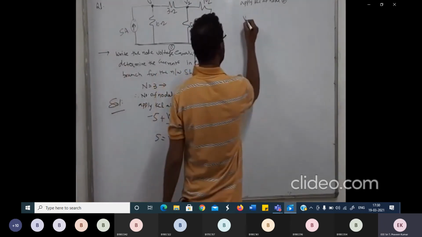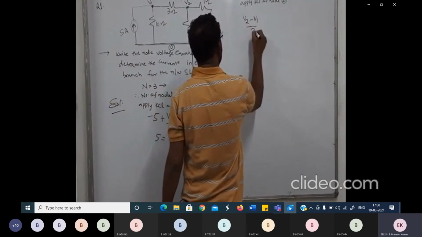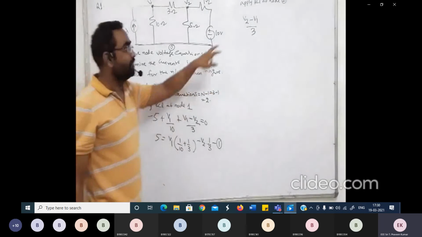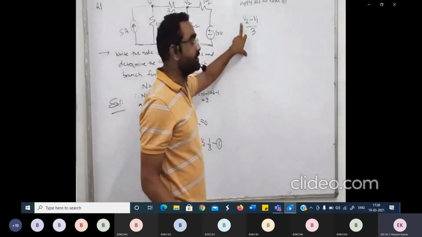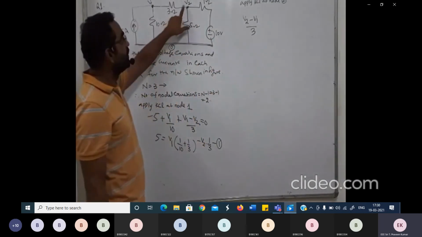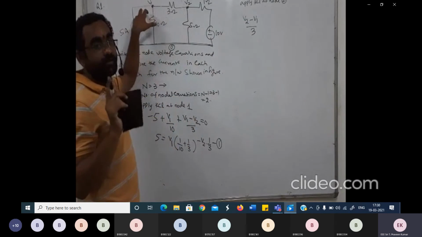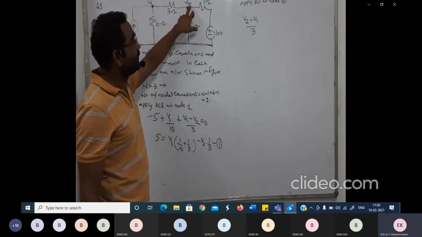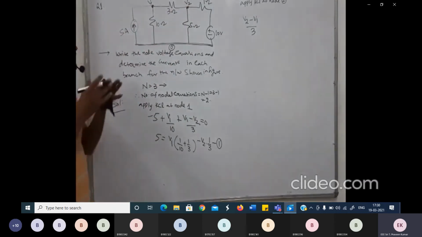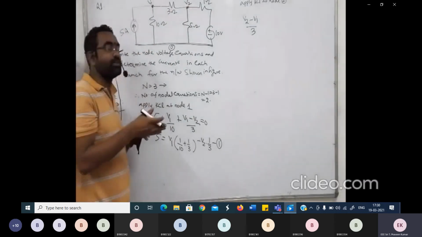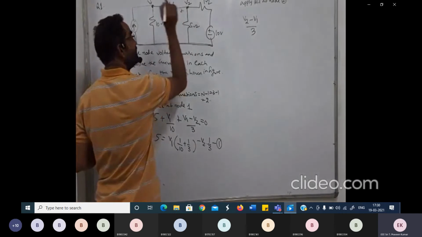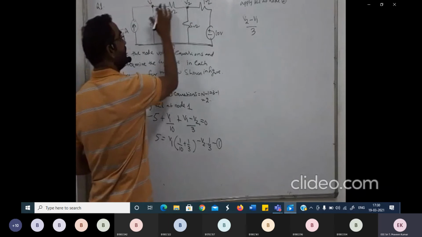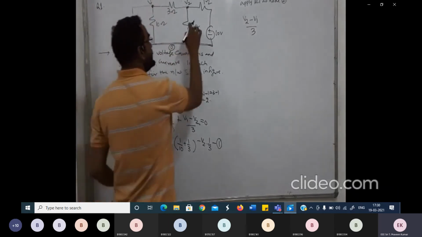The current going to the 3 ohm resistor will be (V2 minus V1) by 3. What is the reason? Earlier I told you V1 minus V2 in this equation, and now I am saying V2 minus V1 by 3. The reason is, when I write the equation at node 1, I consider V1 at higher potential. When I consider the equation at node 2, I consider V2 at higher potential, and always the current flows from higher potential to lower potential. So that's why we have to consider this direction of current instead of what we had taken earlier. So this will be (V2 minus V1) by 3 plus.